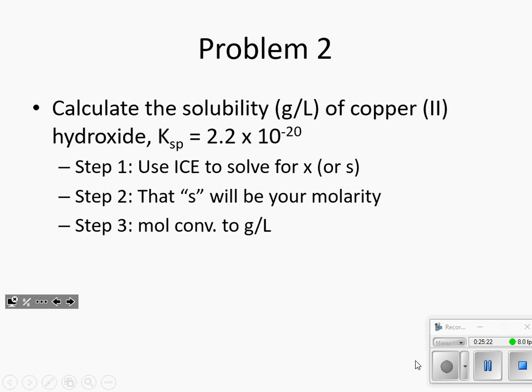So we're going to do the exact opposite steps. And again, I don't think you need to write down the steps. Maybe just write down copper 2 hydroxide and the KSP value so you know what we're starting with. And let's go over that path of how to solve this type of problem.